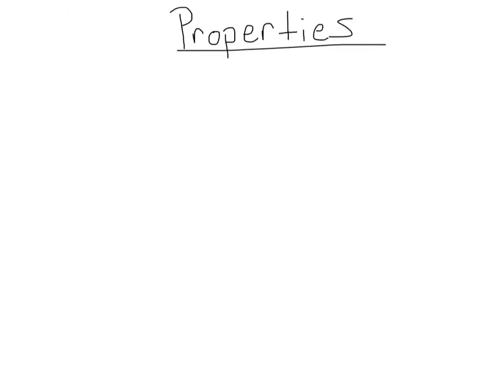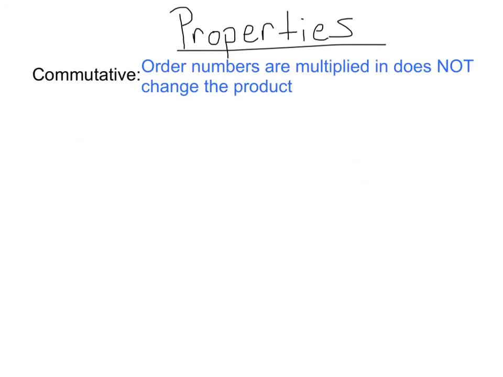Just like we do for addition, we also have properties for multiplication. The commutative property of multiplication means that the order in which we multiply numbers does not change the product. So I can have A times B, and that's going to be the same as B times A. In other words, 3 times 4 is 12, just like 4 times 3 is 12.